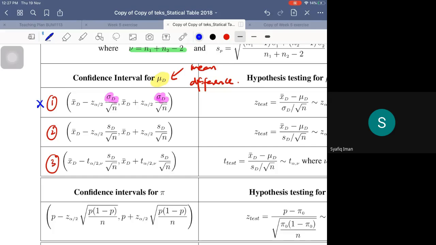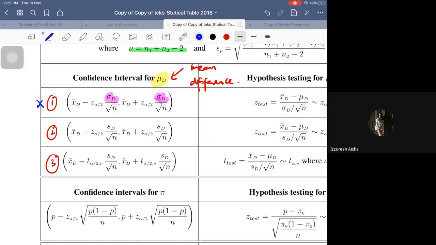Any one of you who had actually attempted? Number 3. That's right, so it's going to be formula number 3. Why is that so, Izurin? Why do you pick formula number 3? For what reason? Can anyone tell me why we pick formula number 3? Because n is less than 30. That's right, Muhammad Shafiq said that. So the reason is the sample size.